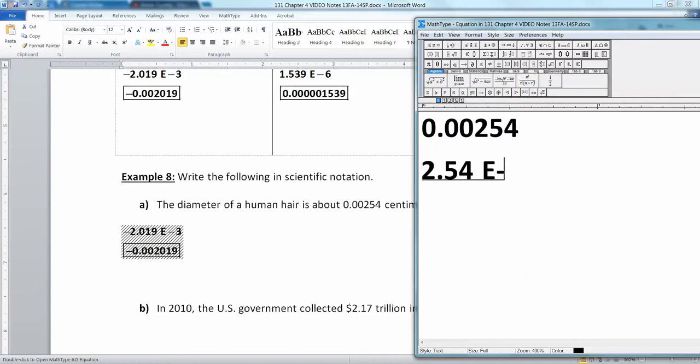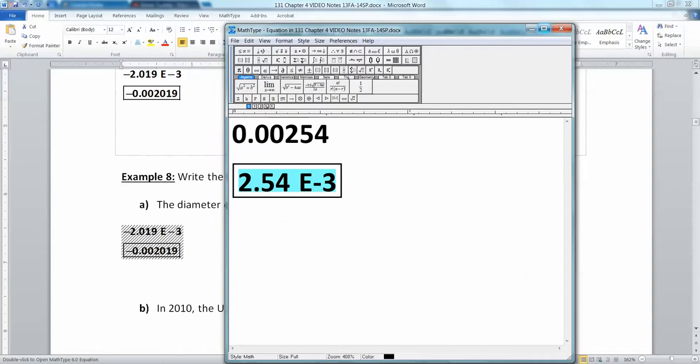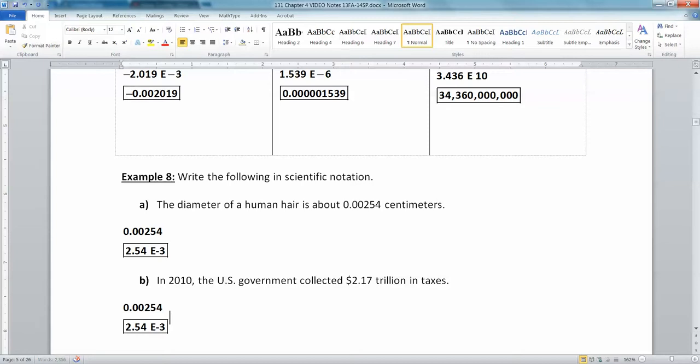A lot of students get confused and think, oh, if I go left or right, then it has to be negative. Don't think of it like that. Think, this is really, really tiny. This is the diameter of a human hair. So that's going to be a negative exponent, a very small number. The very big numbers, which is the next one, 2.17 trillion in taxes, that's going to be a very large number.